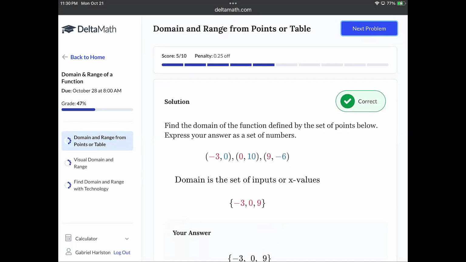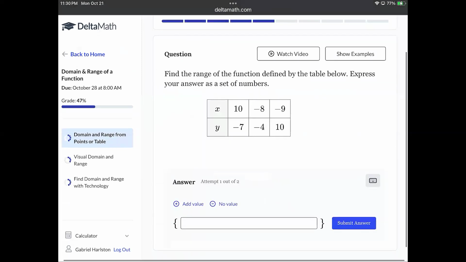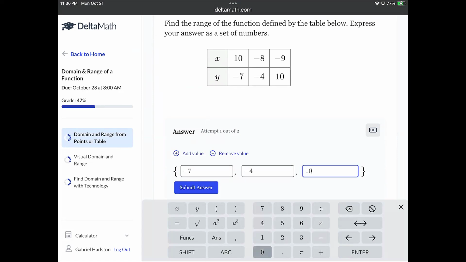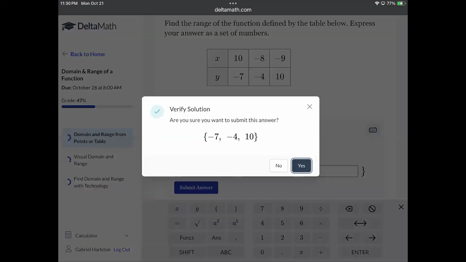So basically that's all you're doing when they give you coordinates or a table of values. Let me see what the next one looks like. Same thing. They ask for the range. So remember, range are the outputs or the y values. So all you're going to do is list the y values. I'm going to start with a -7, and then I'm going to put a -4, and then I'm going to put a +10. And then I submit it, and it says, nice job.